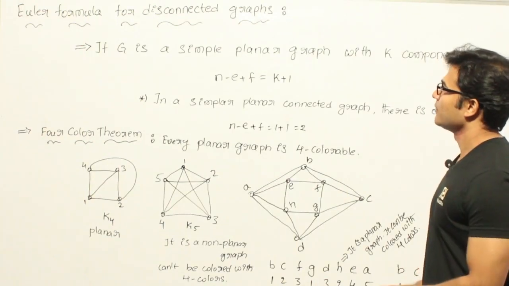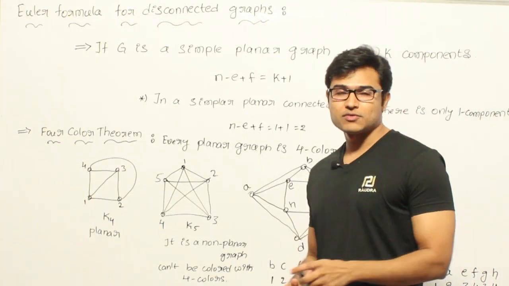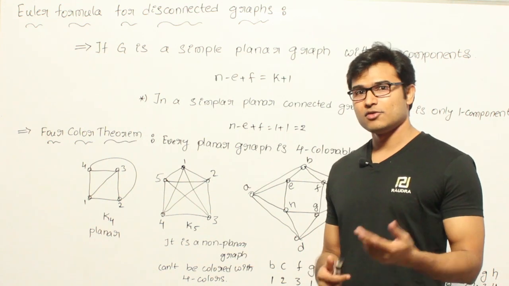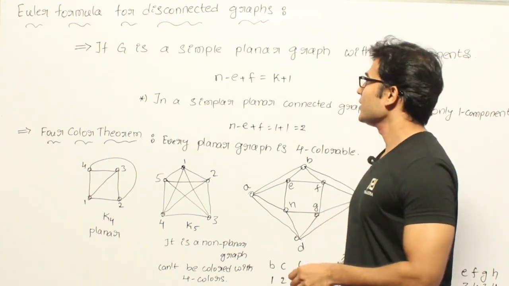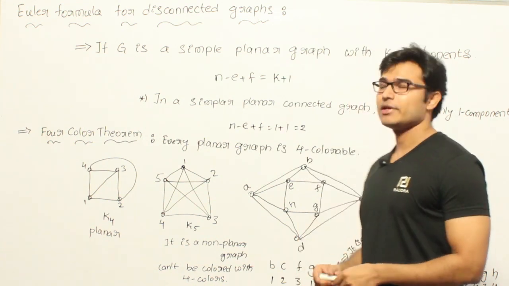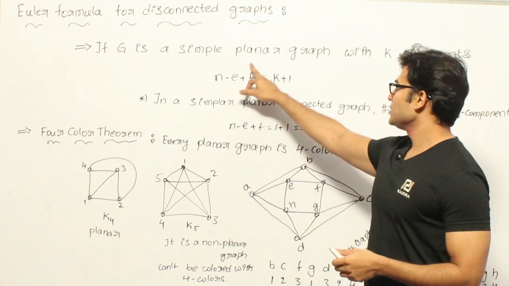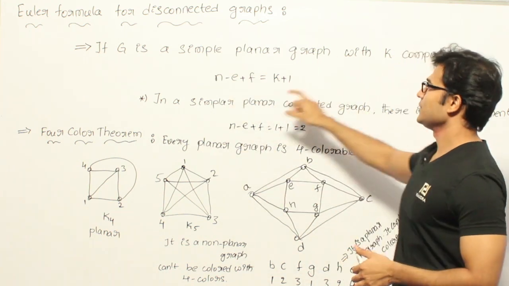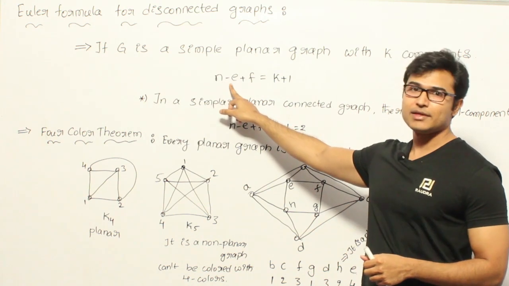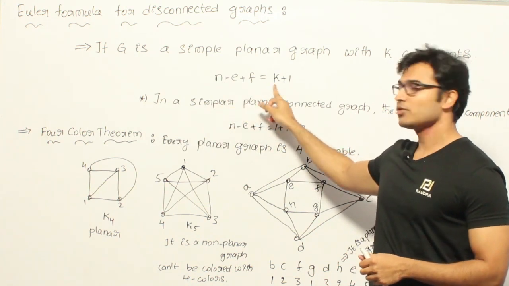Now let's see Euler's formula. Till now, whatever Euler's formula you have seen is for one component. Now in a graph, if you have more than one component, then the formula is a bit different. If capital G is a simple planar graph with k components, then Euler's formula is n minus e plus f equal to k plus 1.